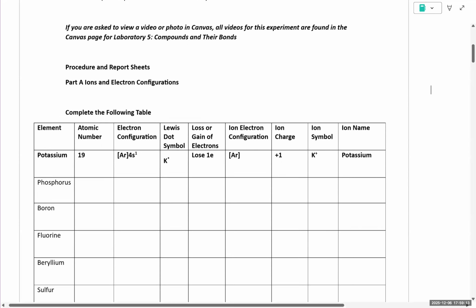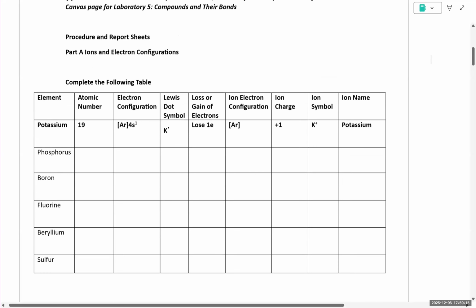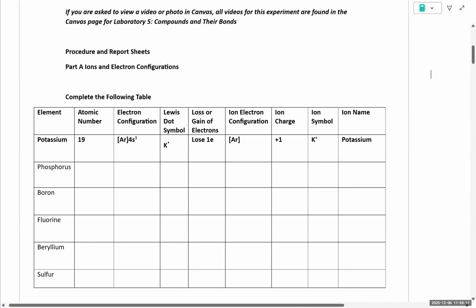Okay, so let's work through the procedure. In the first part of this lab, we're asked to complete the following table. In this case, you're given an element name. You have to write the atomic number, the electron configuration, the Lewis dot symbol, and predict how that given atom will ionize.